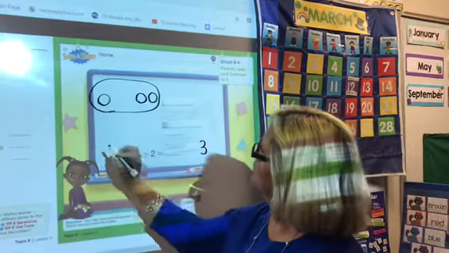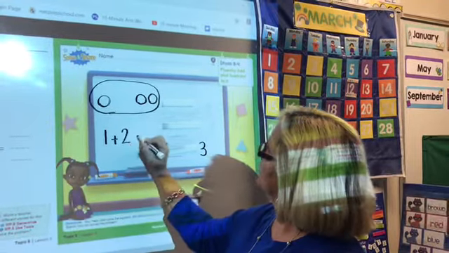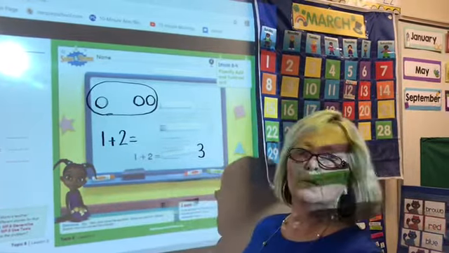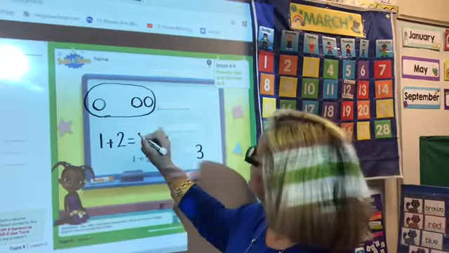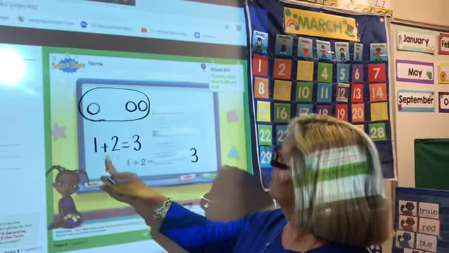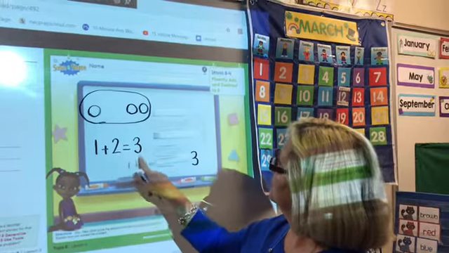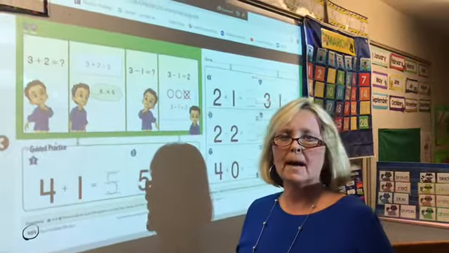I'm going to write the number sentence again. 1 plus 2 equals, how many in all? What's the sum? 3. That's right. You're so smart. 3. Let's read that number sentence together. 1 plus 2 equals 3. Good job.